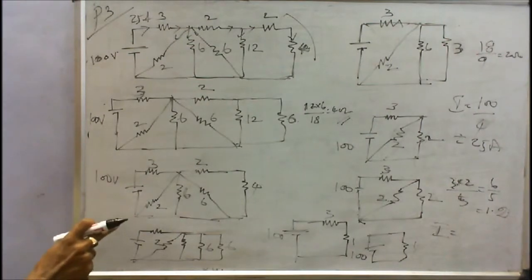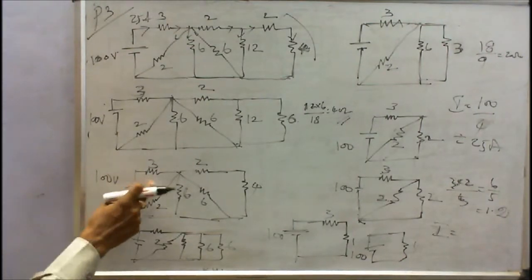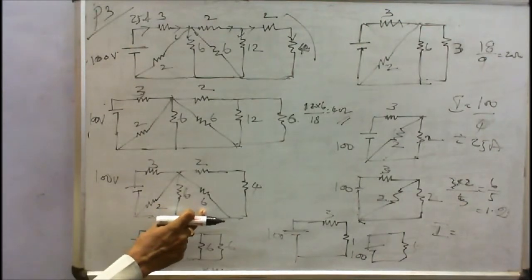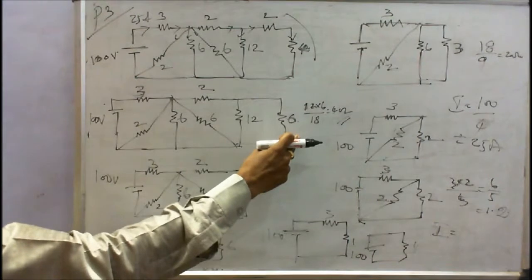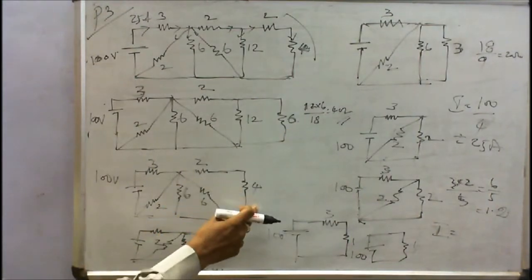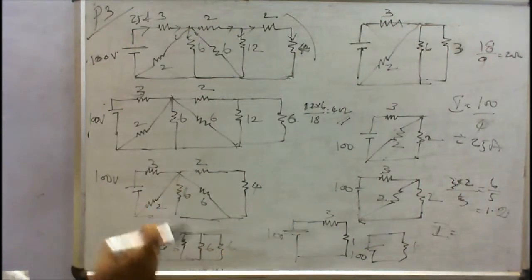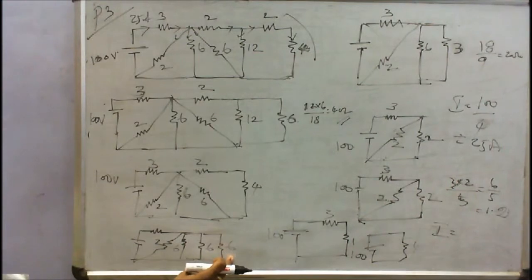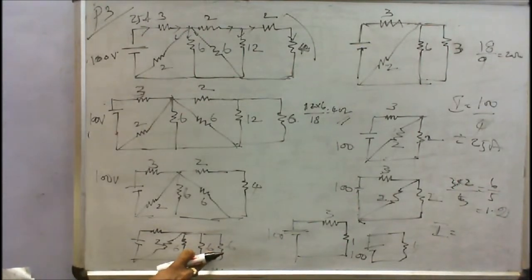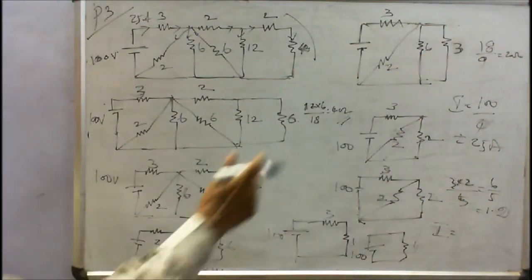Now I can reduce the circuit. This is 100 volts, 3 ohms, 2 ohms, 6 and here 6. And this combination will give 4, and 2 plus 4 is equal to 6. There are three 6 ohm resistors. The two 6 ohms are connected in parallel. In the last class I told you that equal resistance values connected in parallel, we can simply divide by 2, instead of 6 into 6 divided by 6 plus 6. That is 3.